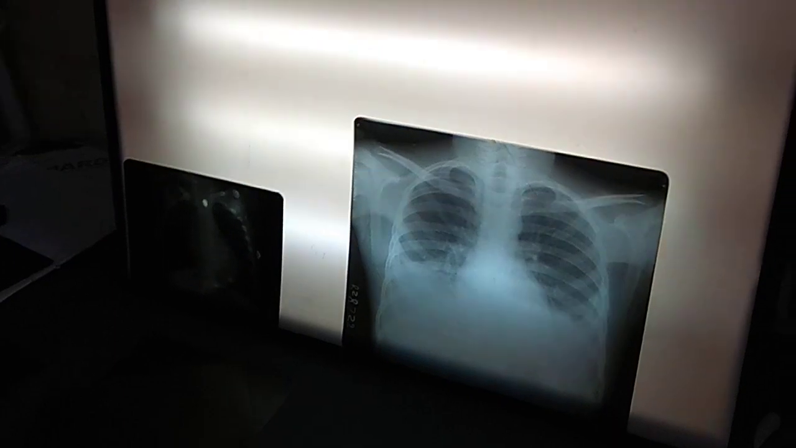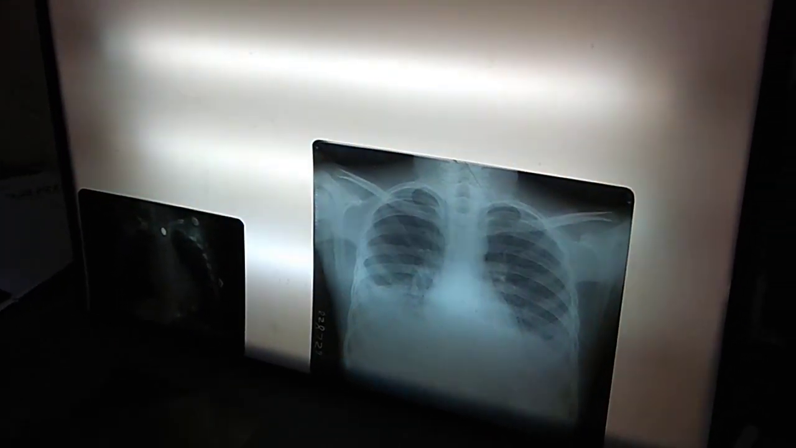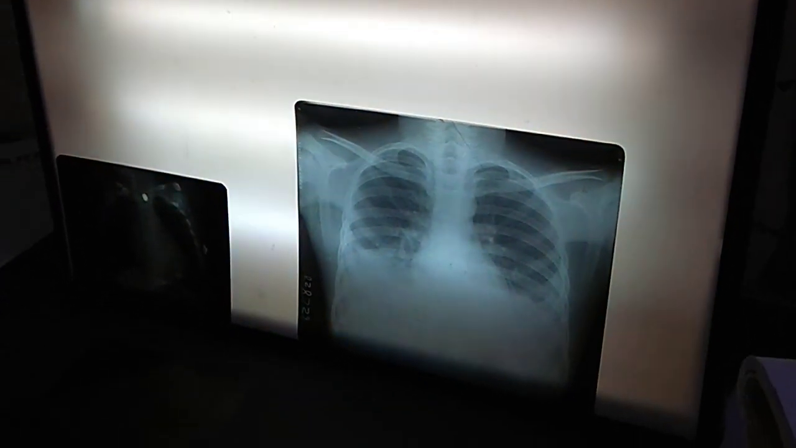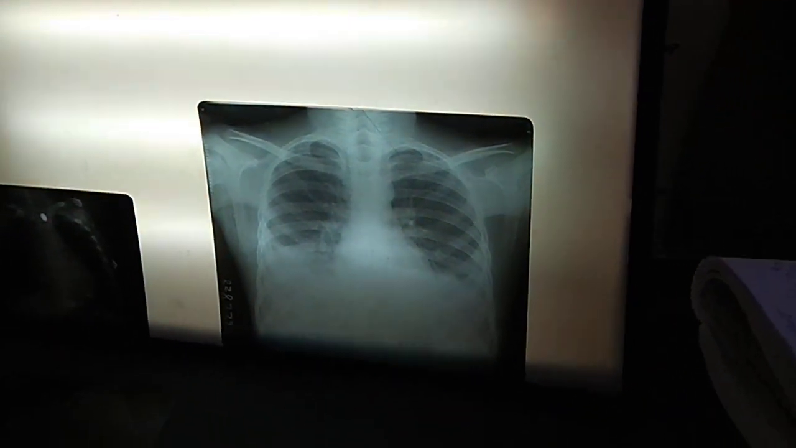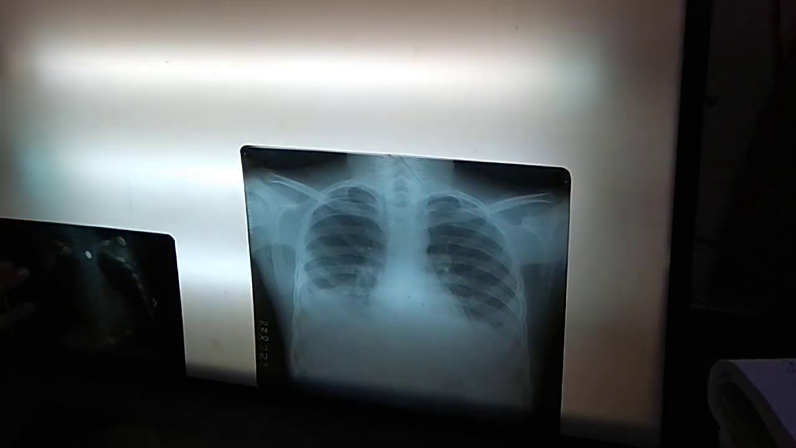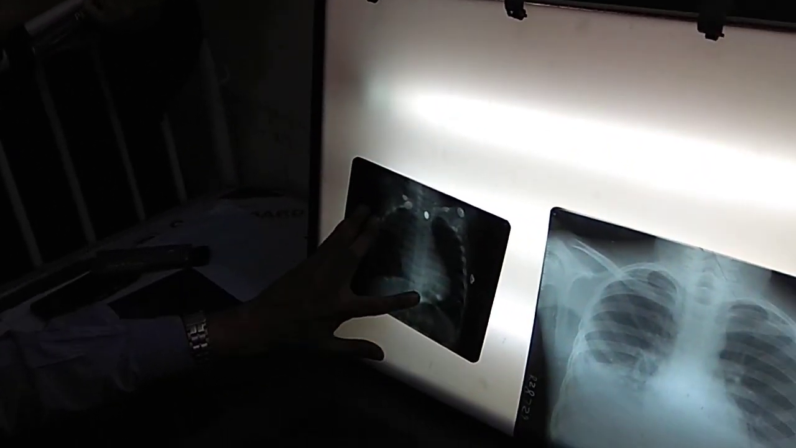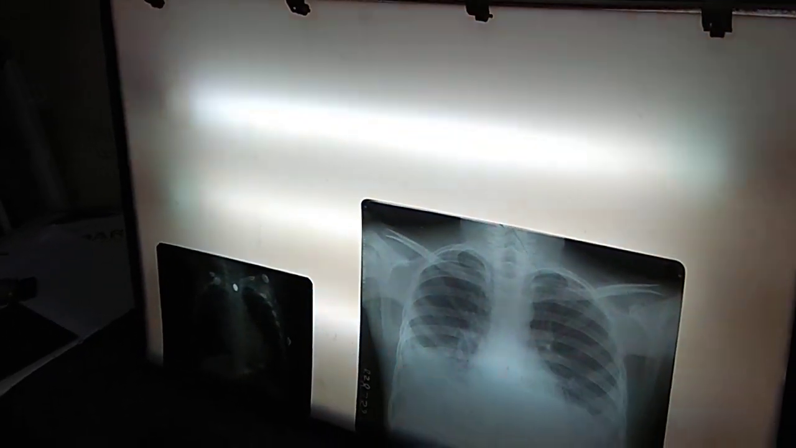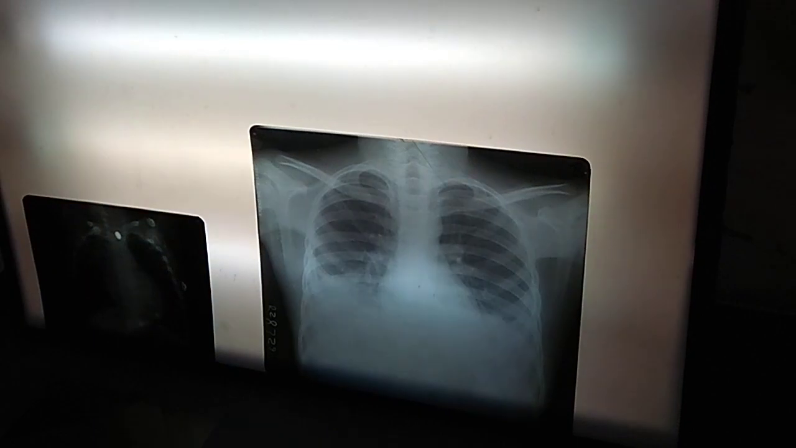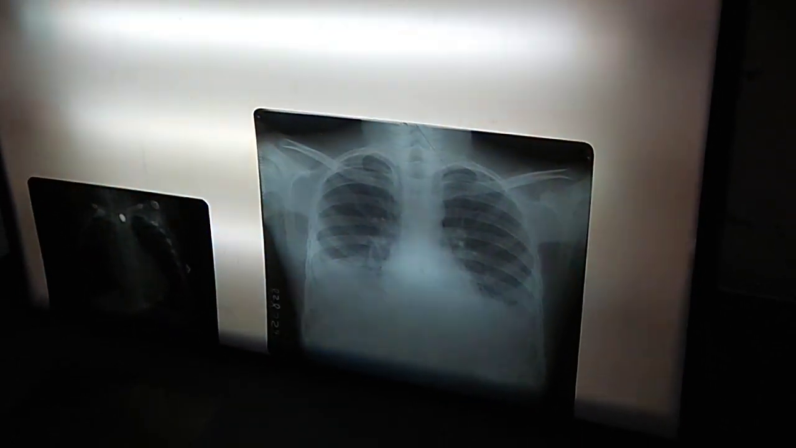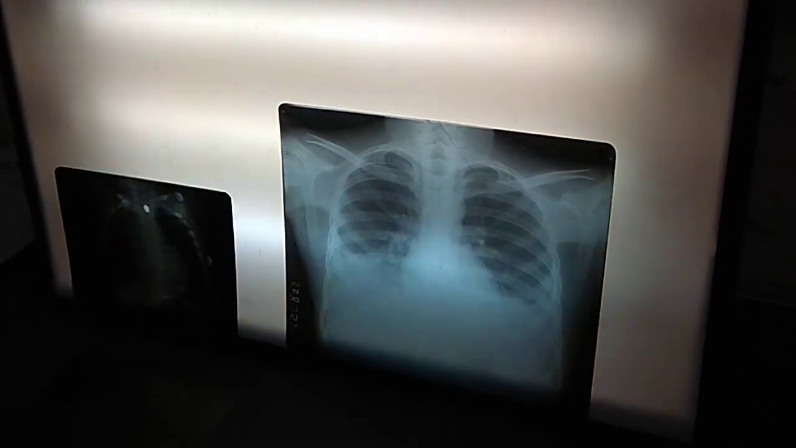Pleural effusions. So here the costophrenic angles are obliterated, and also you are not able to make out the right and left hemidiaphragm. See, here you are able to see the hemidiaphragm, right, and this is the left. You are not able to make out that. And so what is here now? Bilateral pleural effusion.